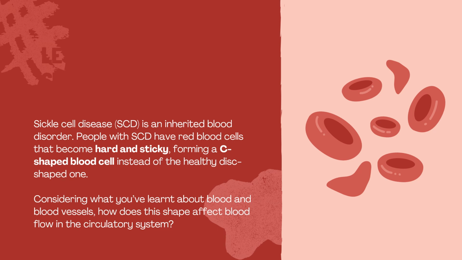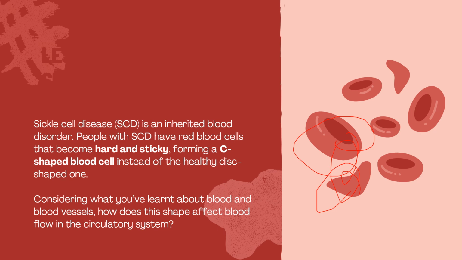Next, now this is an important example here. Just suppose someone in your family has sickle cell disease, SCD, an inherited blood disorder. Inherited means it can be genetic also. People with sickle cell disease have red blood cells that become hard and sticky, forming a C shape. You can see here the C-shaped blood cells instead of the healthy disc-shaped ones. These are the healthy ones, and these are the unhealthy. If you see such blood cells, you can say the person has sickle cell disease.